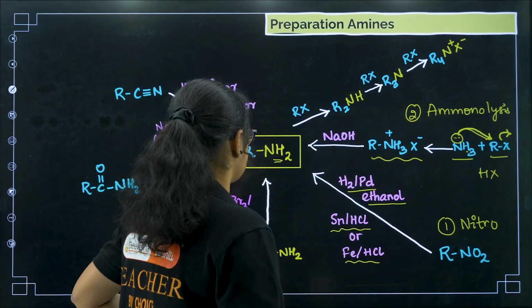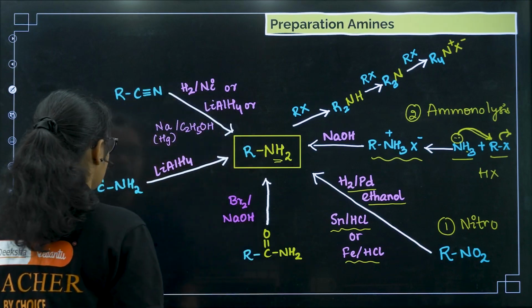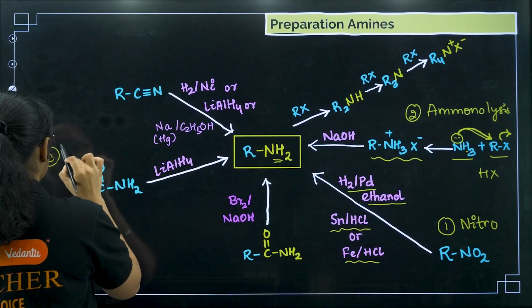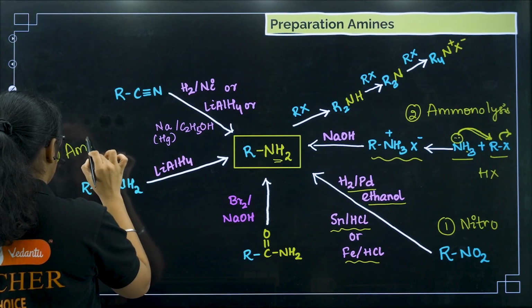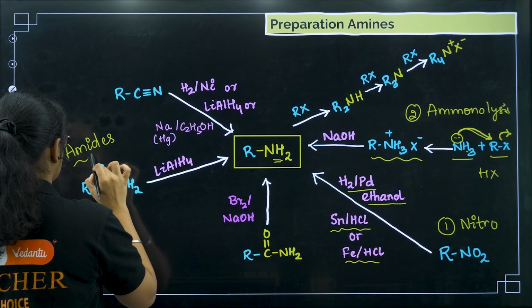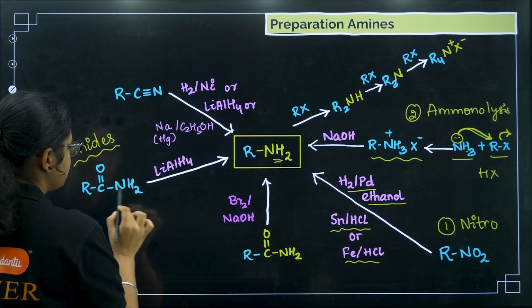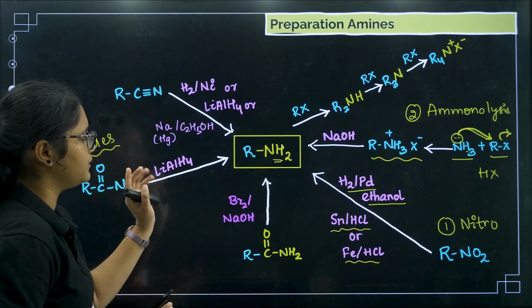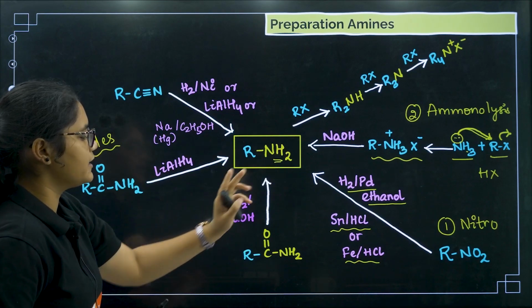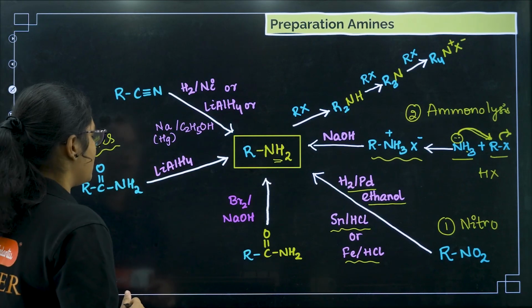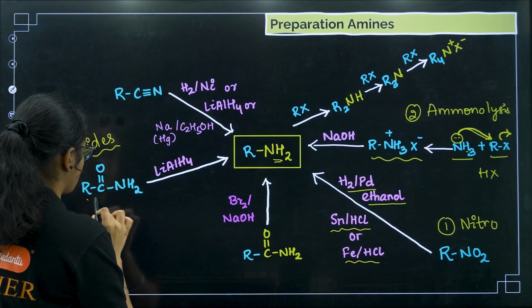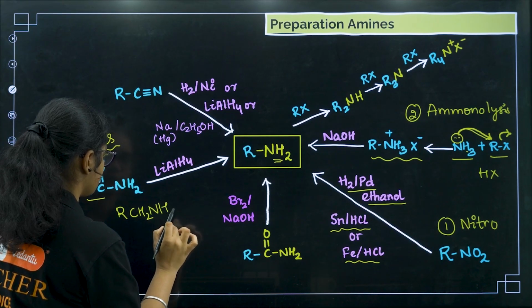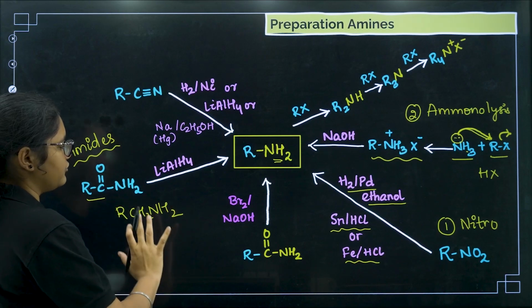The third one is reduction of amides, right? So we have reduction of amides here. If you see reduction of amides, you can use lithium aluminium hydride. Very simple reagent, lithium aluminium hydride. Here you will get RNH2. Now what happens with the number of carbons? You will get RCH2NH2.